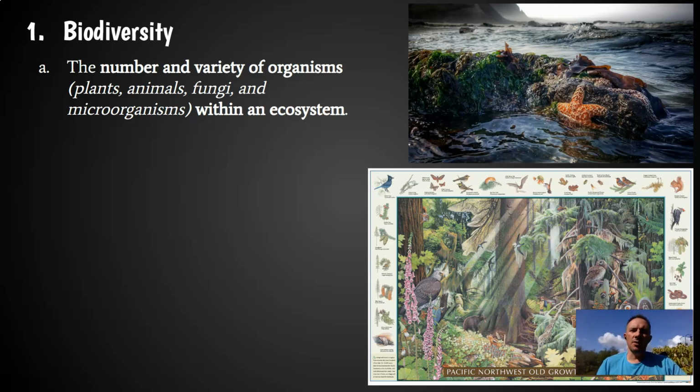So how do we define biodiversity? Technically, it would be the number and variety of organisms. By organisms, I mean plants, animals, fungi, multi-celled stuff, but also microorganisms within an ecosystem or a given area. So the number and variety.